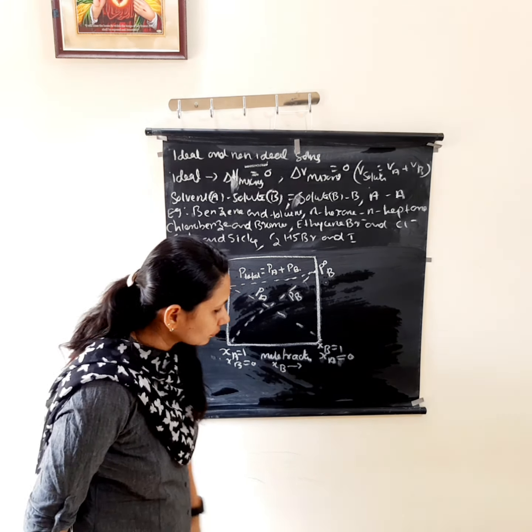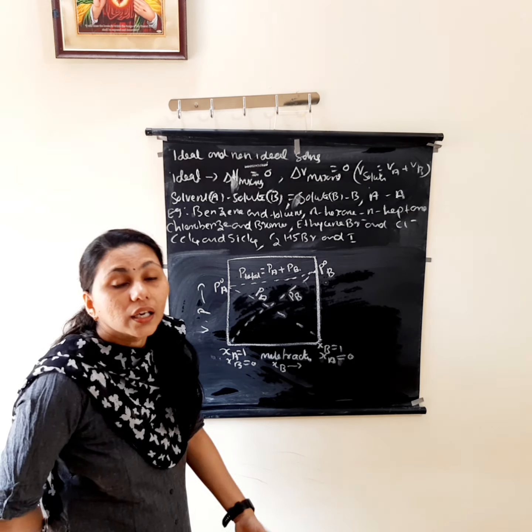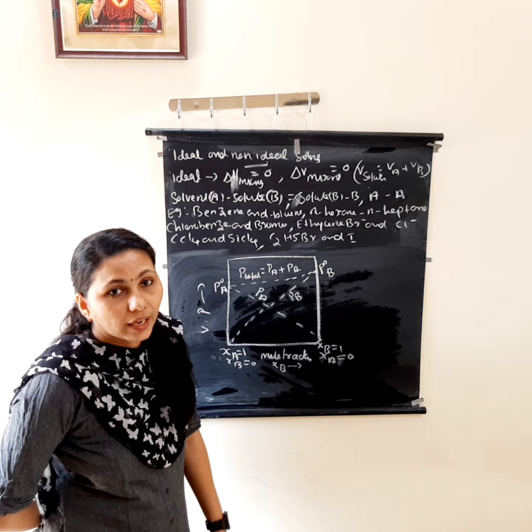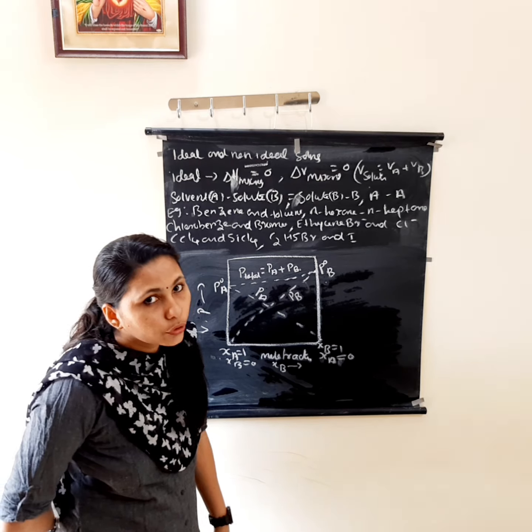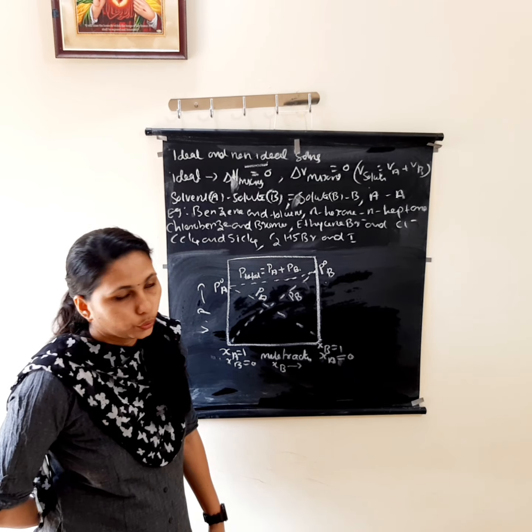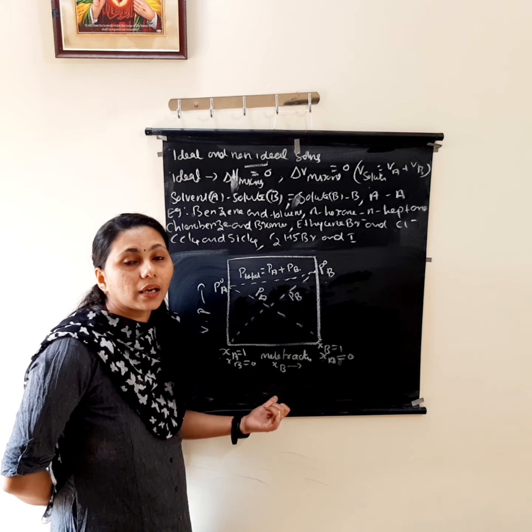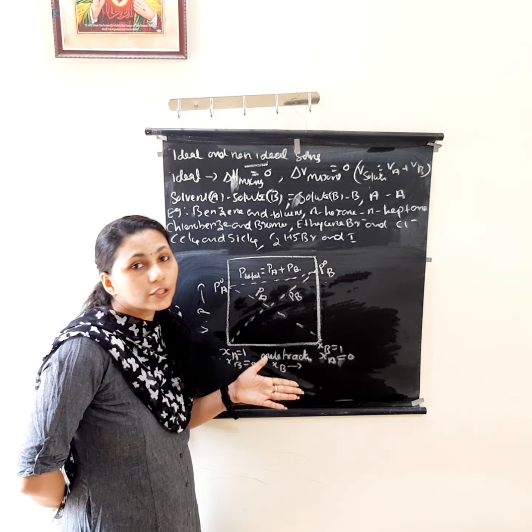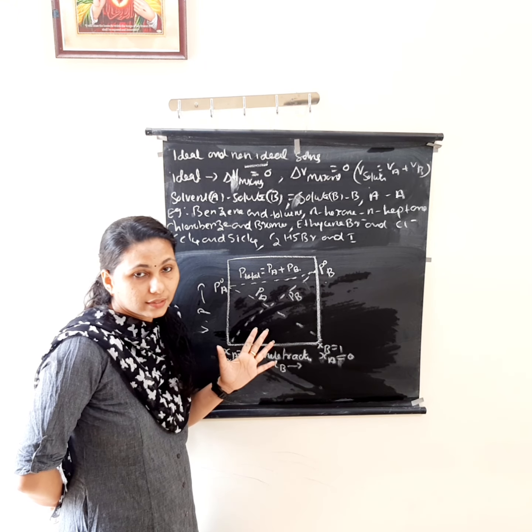These are the examples for which one? Ideal solution. Next, how we can graphically represent an ideal solution. Graphical representation is also important. They will ask, draw the graph for ideal solution. Okay. So the same graph, this which one, Raoult's law graph, I explained in the last class.